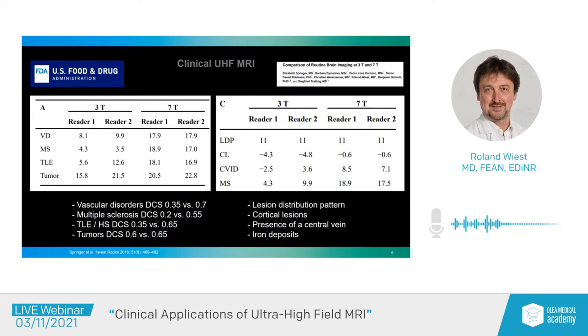And you can see here the 4 major questions and the 4 major clinical challenges for getting better depiction of vascular disorders, microvascular lesions, microbleeds, lesions in multiple sclerosis, cortical lesions, the presence of a central vein, and we will go into that a bit later, and also the iron deposits, but also the detection of hippocampal sclerosis and brain tumor. The ultra high field systems showed a lot of increase in diagnostic confidence, giving the radiologist better confidence in making his diagnosis.